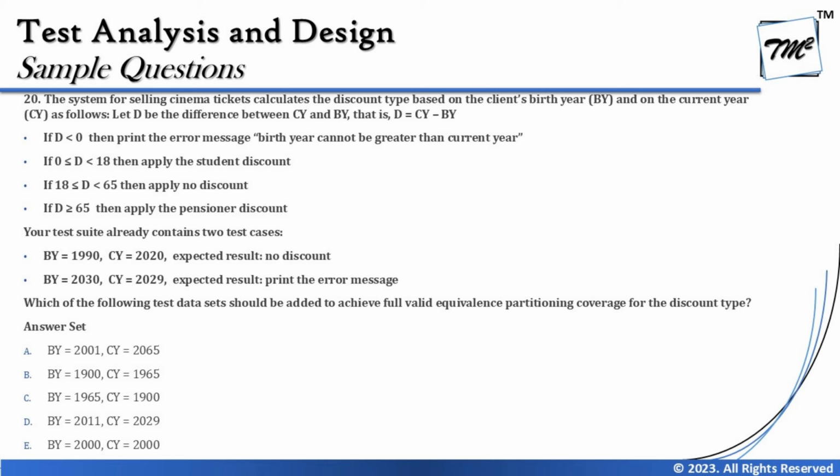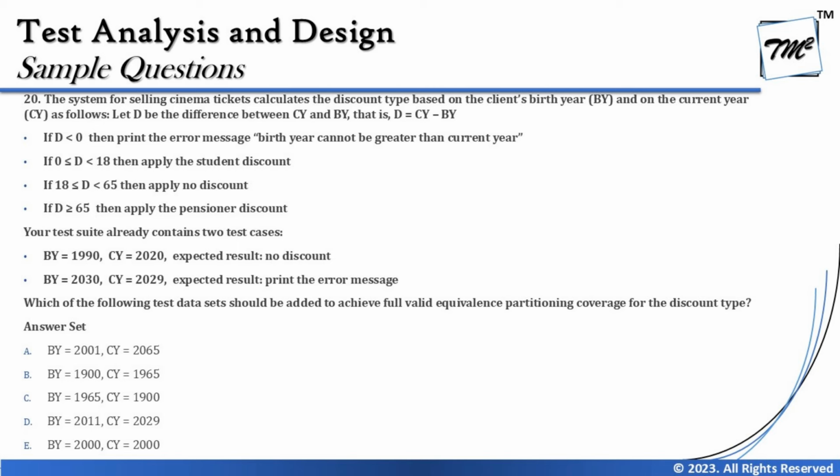So quickly, the system for selling cinema tickets calculates the discount type based on the client's birth year, represented by BY, and the current year, that is CY. Let D be the difference between CY and BY, that is D equals current year minus birth year. And we have 4 partitions here, like D less than 0. So we will get an error message, because if someone says I'm born in the future, then if you subtract the birth year from the current year, that should come out negative. So that's exactly what we are looking at.